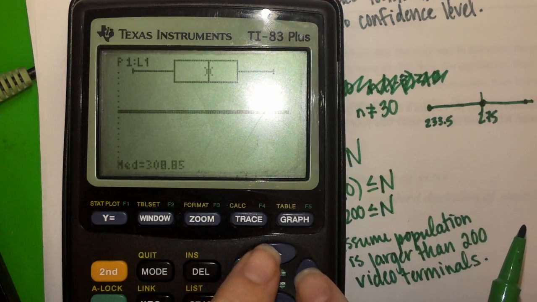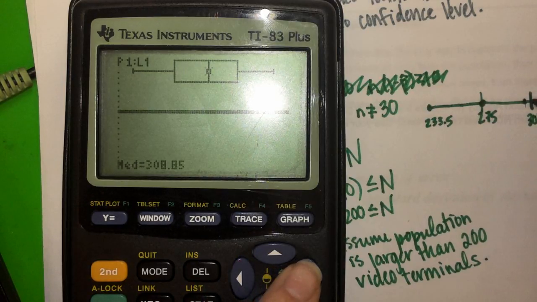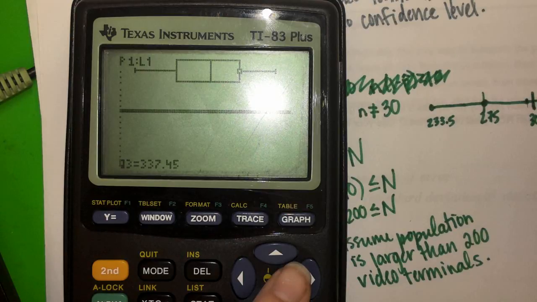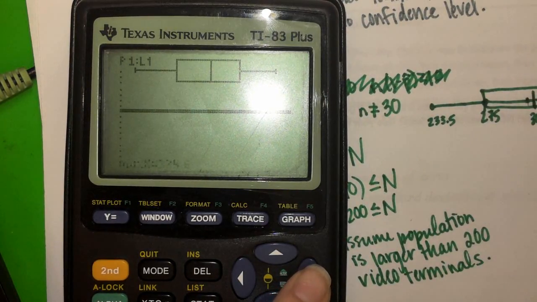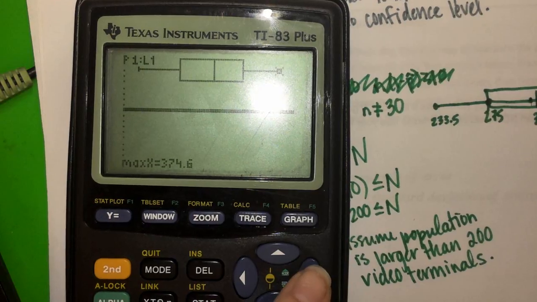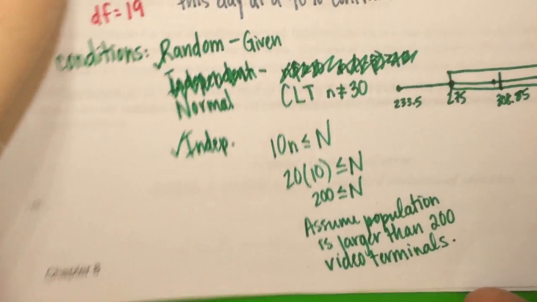So trace, got the Q1. The median is 308.85. And then my Q3 is 337.45. And hopefully yours looks a little less janky than mine, because mine is looking pretty rough today. And then my max is 374.6. What does that mean?